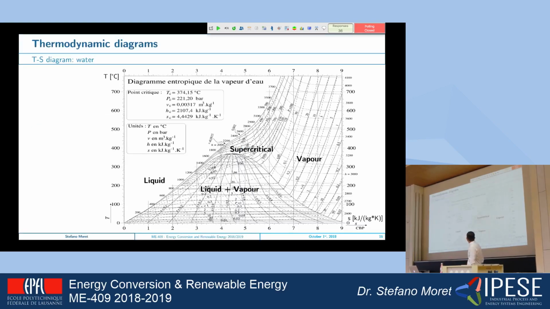In this diagram of water, which we will familiarize ourselves with, you have an exercise in which you have to use it. You can distinguish 3 phases. The liquid phase of water is here, the left-hand side of the diagram. Inside this bell, as it is normally called, is the liquid plus vapor phase. In this phase, we are slowly boiling water, for example.